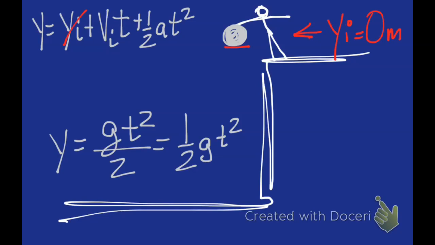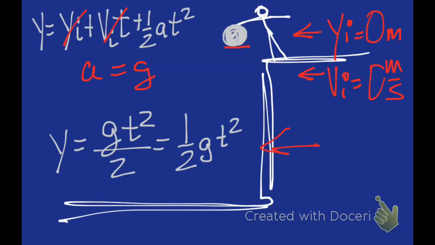The other thing we can do is we can look at this ball and we can see that at the very beginning it is not moving, so we can say that the initial velocity is equal to 0 meters per second, and that means we can cross this whole chunk out. The other thing we can do is recognize that a could be equal to gravity, and that lets us switch that a to a g. So it could be y is equal to gravity times time squared divided by 2, or 1/2 gravity times time squared. These two formulas are exactly the same thing. I prefer this first one because it's easier to manipulate algebraically.